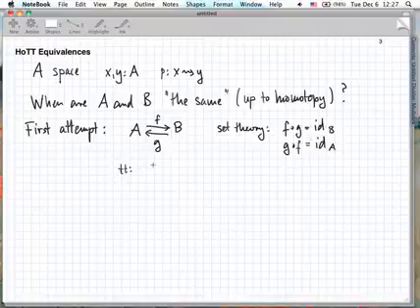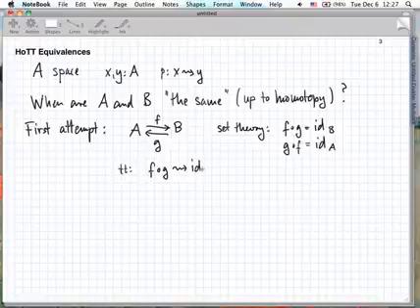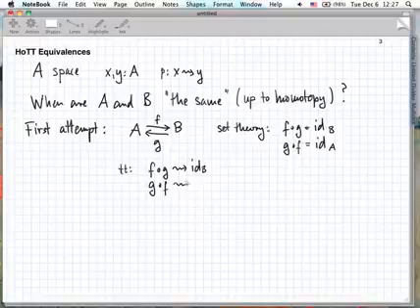So we require that there is a path from F composed with G to the identity on B, and there has to be a path from G composed with F to the identity on A. So you could require that. That would be direct, that's what it means for these two to be identical in homotopy type theory.